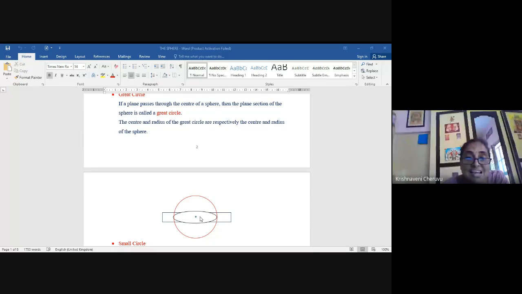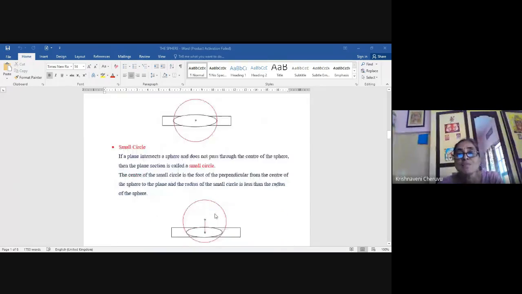Also, this is the radius of the sphere, this is also the radius of the sphere. The radius of the sphere is same as the radius of the circle. Okay, so if at all you are thinking about a great circle, this picture comes to your brain. You must recall this picture, girls. So if a plane passes through the center of the sphere, then the plane section of the sphere is called a great circle. And remember, if it is a great circle, the center and radius of the sphere are same as the center and radius of the circle.